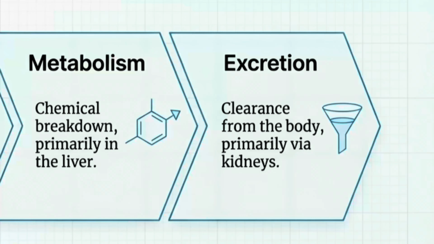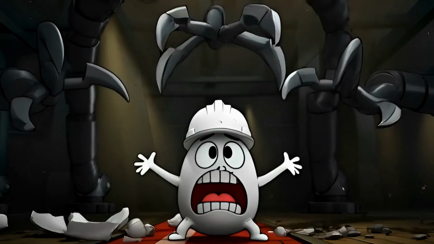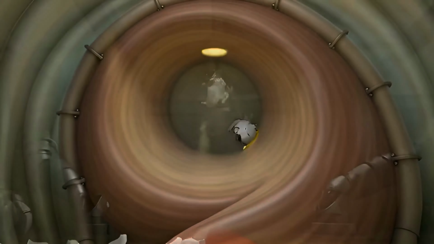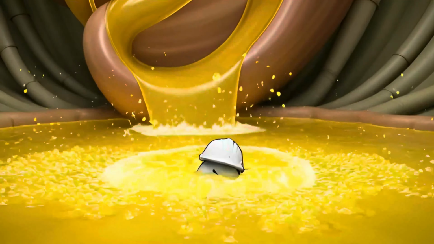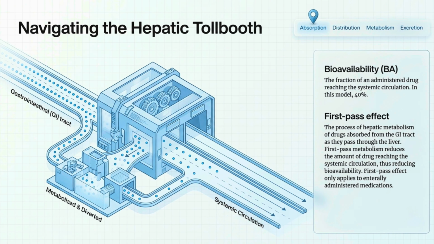This is the ultimate clearance of the drug from the body, and it's usually handled by the kidneys. The kidneys filter out those broken down drug metabolites, trap them in water, and flush them completely out of your system. Let's look at what actually happens during that first step of absorption.